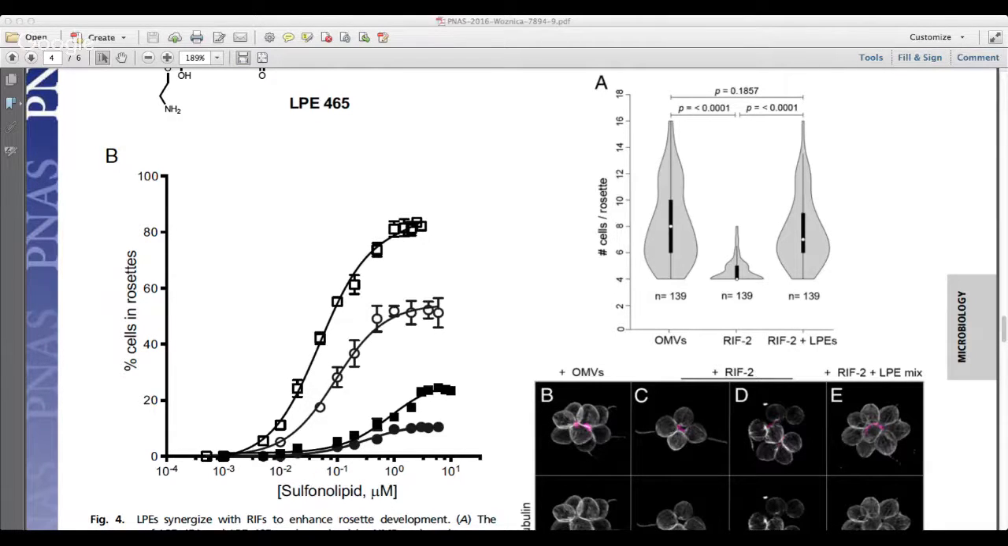That's true, yeah. So I think that feeds into what they were saying, that maybe RIF2 is active in inducing rosette formation, and then the LPEs, which you could see there, is the effect of them actually maturing, like you typically see with the wild type lipids. Yeah, that's really interesting. I agree with you, Nicole.